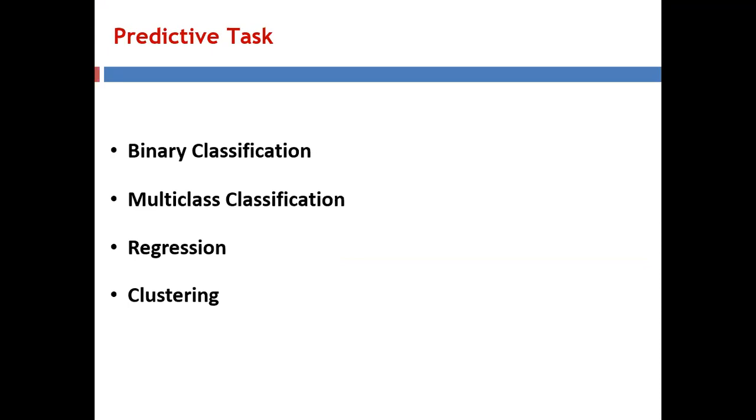The last type of predictive task is clustering. In this task, we are grouping the data without prior information, and that's why it is known as clustering. Clustering typically works by measuring the similarities between the given instances. So that means ultimately we are putting similar instances in the same cluster and dissimilar instances into a different cluster.